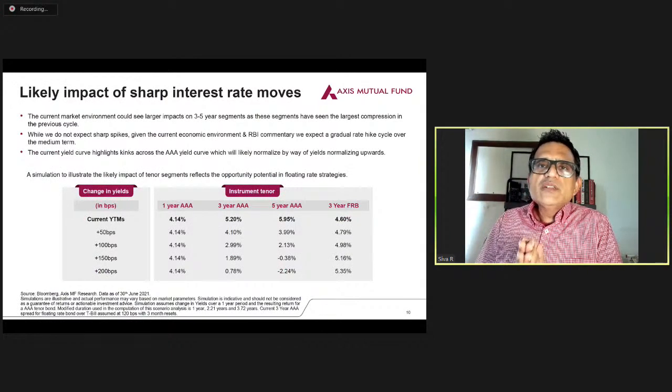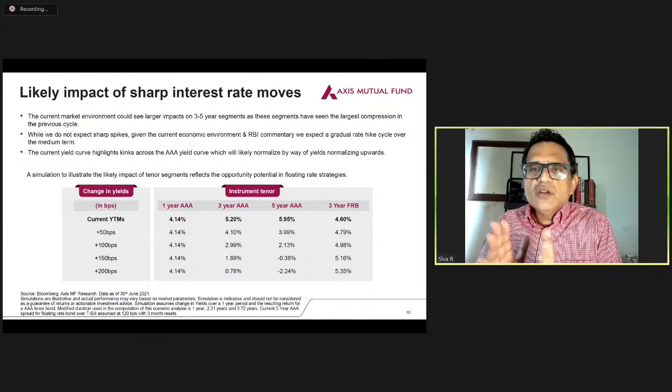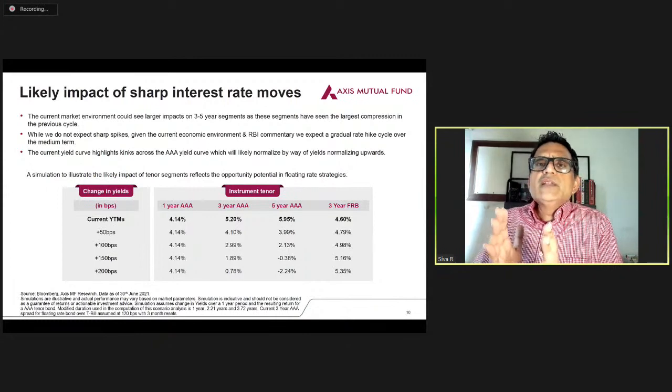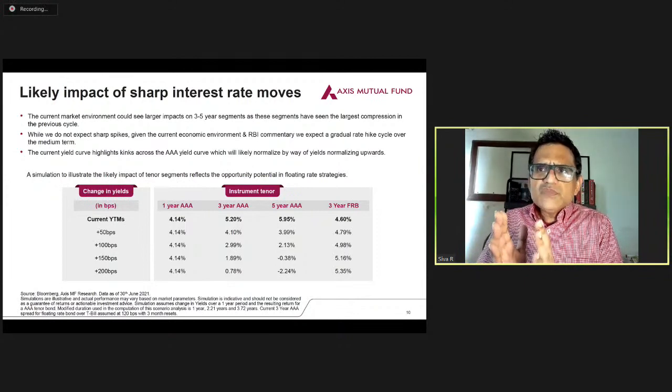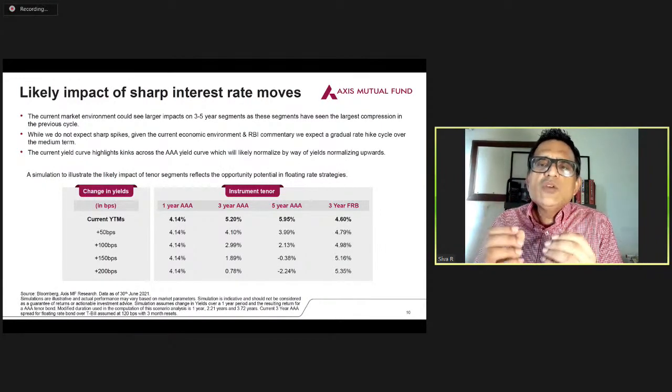I'll also take a moment and illustrate what happens when we have interest rate increases. So this is a scenario analysis. This is not an expectation, so don't take this as exactly what's going to happen. But just take a look at a scenario analysis. We've looked at 3 fixed rate bonds here and 1 floating rate bond. The floating rate bond in this scenario behaves very differently from a fixed rate bond. So let me illustrate it by taking one part of this.